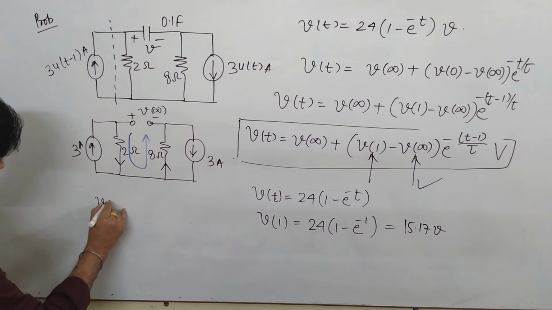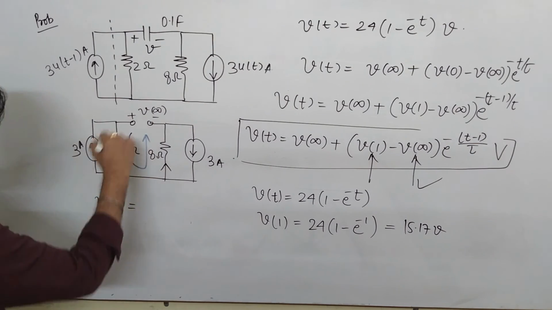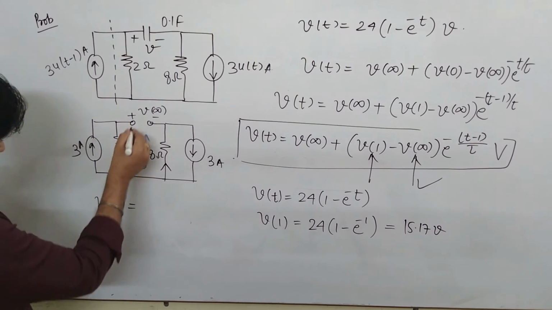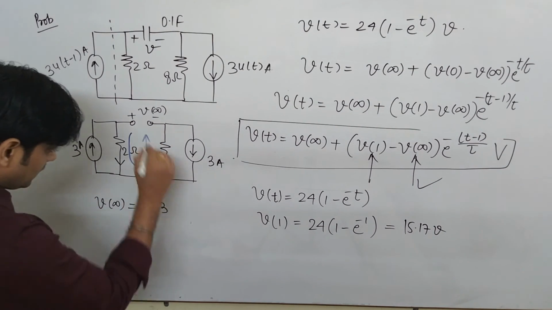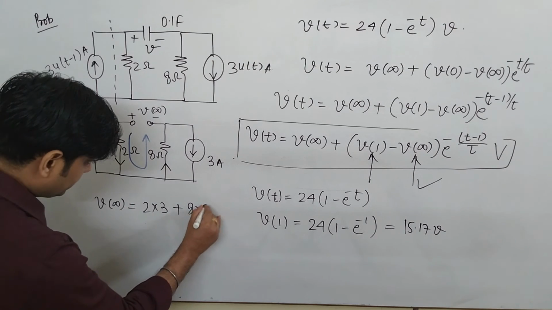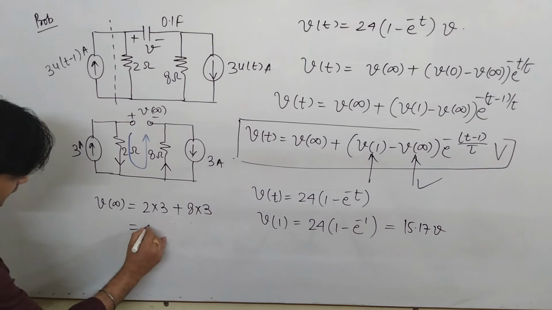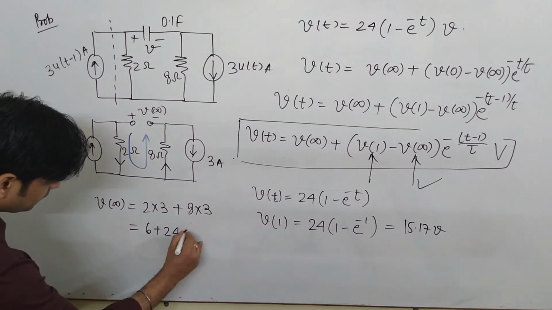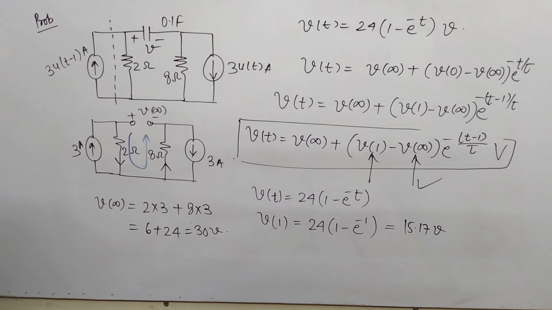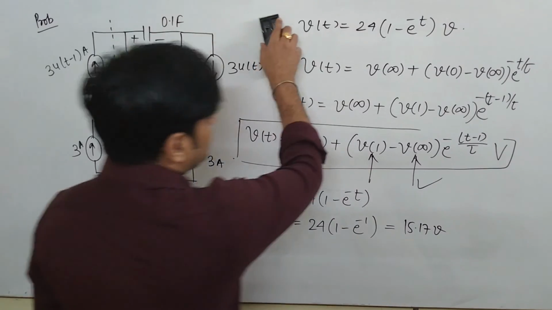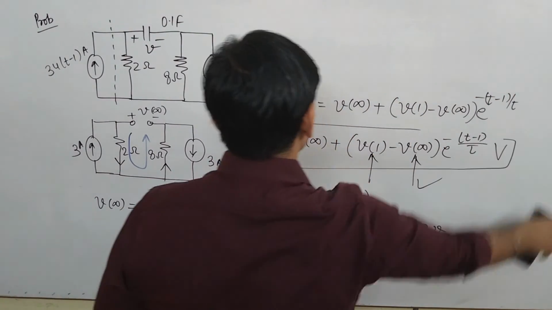V infinite is equal to minus 2 plus, now you are moving in this fashion, current is also going in this fashion, so it is 2 into 3 plus 8 into 3. So 6, 24, that comes to be 30 volt. So this is the value of V infinite. Now once you know all the values, just by putting them in, get the answer.